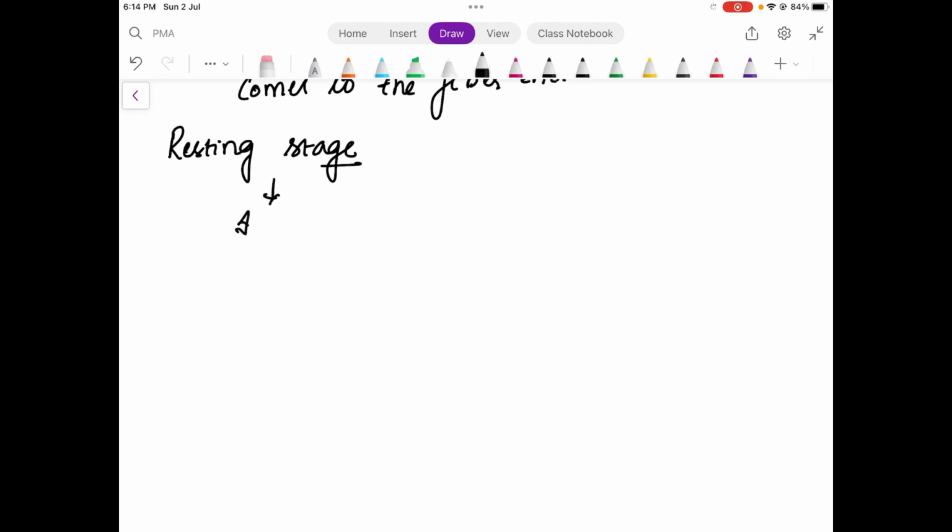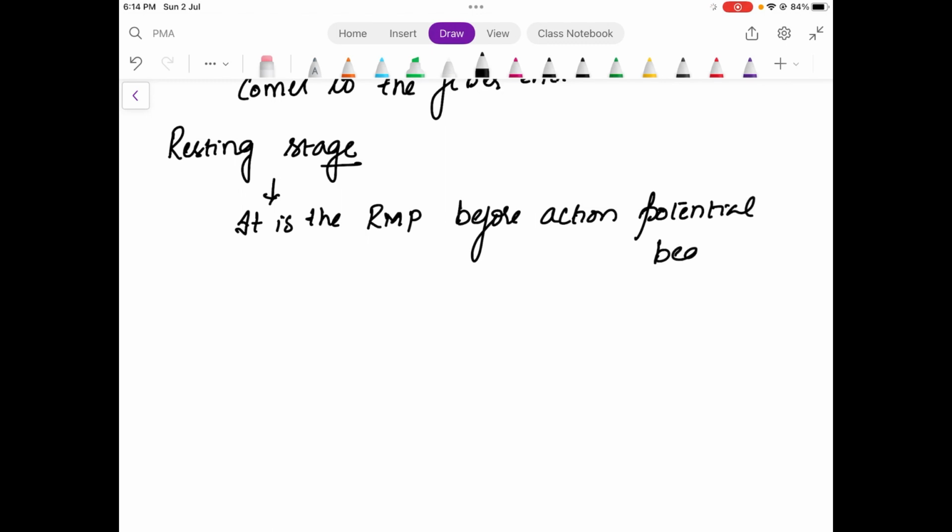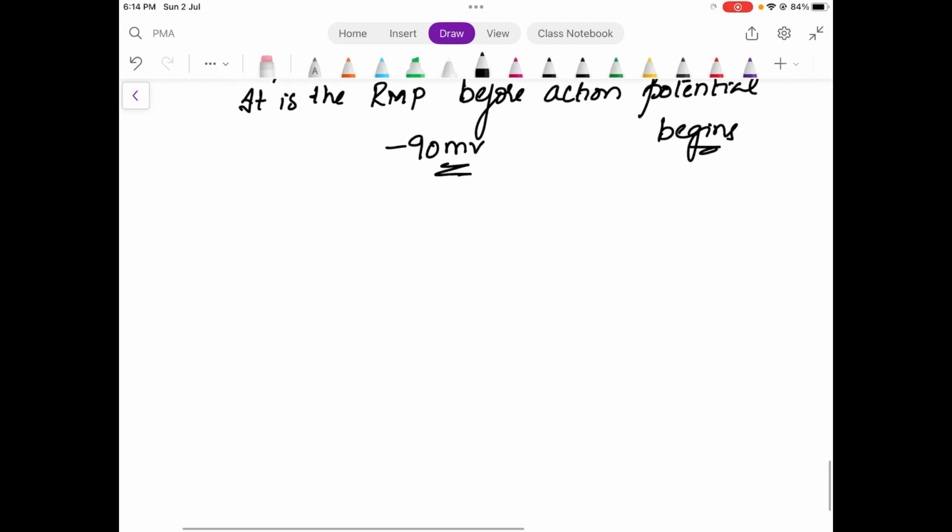So what is the resting stage? It is the resting membrane potential before the action potential begins. This is minus 90 millivolts.